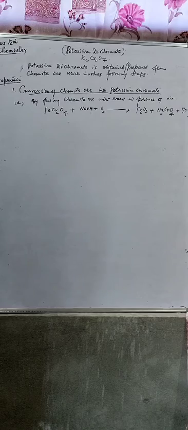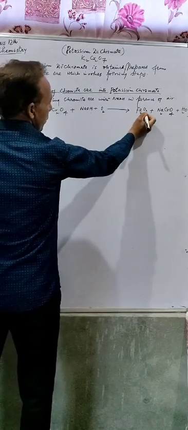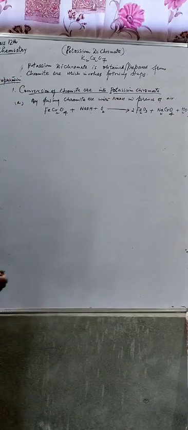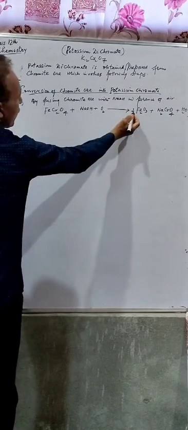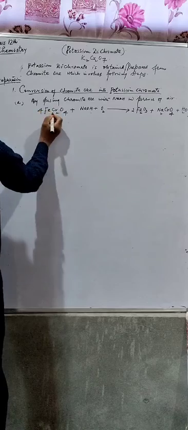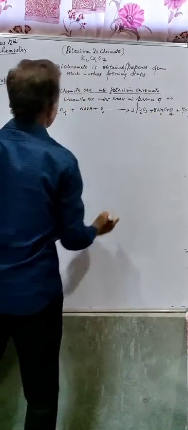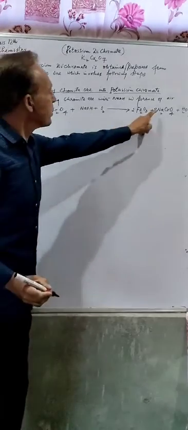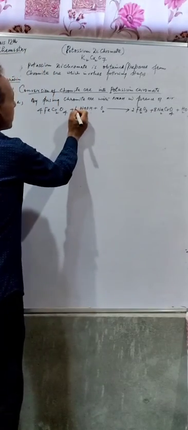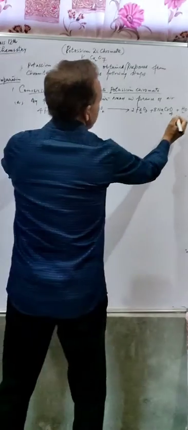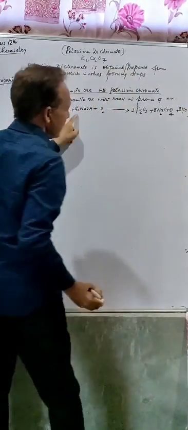Now we will balance the reaction. We will multiply Fe2O3 by 2, and we now have iron 4 times. We will multiply it by 4. We have chromium 8 times. We will multiply it by 8. We have sodium 16 times. We will multiply it by 16. We have hydrogen 16 times. We will multiply it by 8.